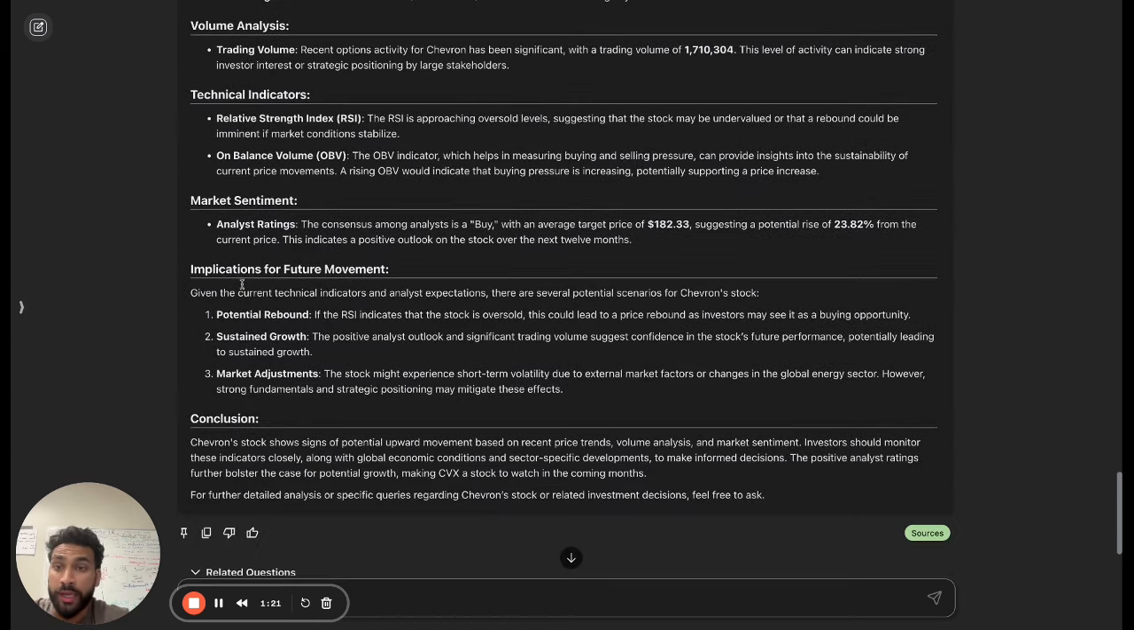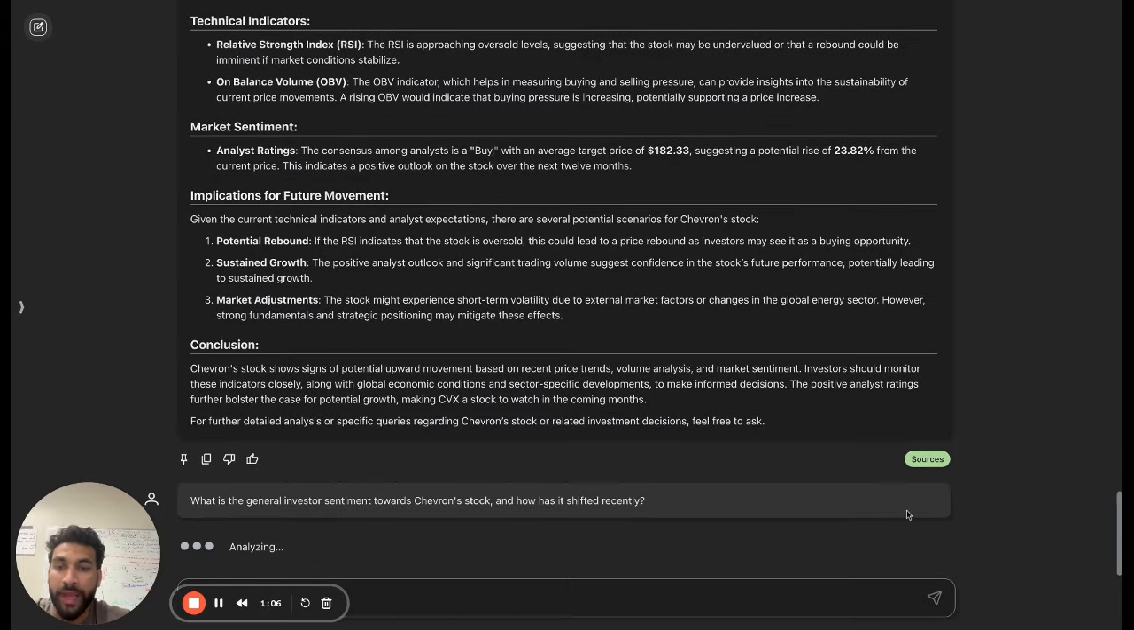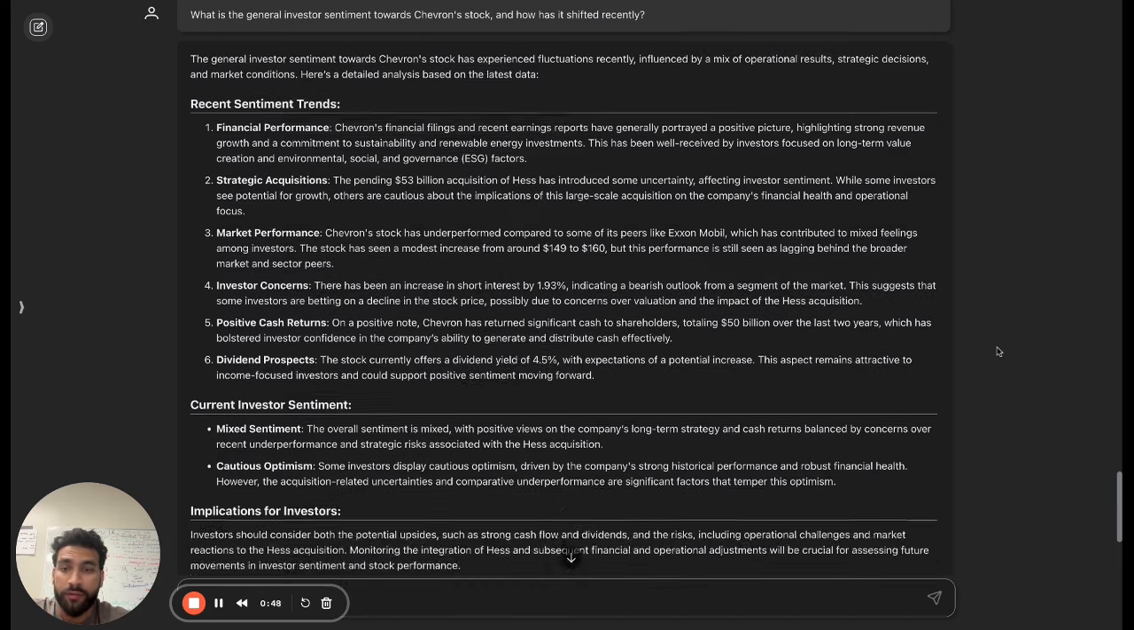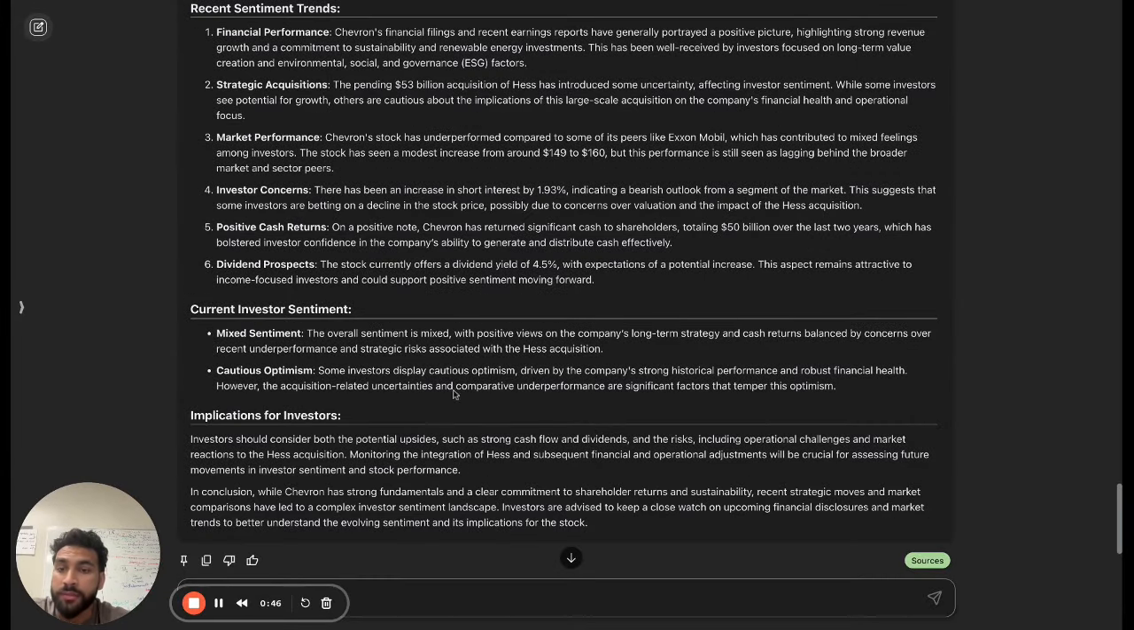So it shows us market sentiment and some of the analyst ratings, that it is a consensus buy, and that allows me to transition into our last analysis, which is sentiment analysis. So again, we can ask a number of questions here, but I will be asking what the investor sentiment is and diving deeper into this point that we saw in the technical analysis question of market sentiment. As you can see here, it gives us a great breakdown of some of the recent trends that have affected sentiment of Chevron, as well as the current investor sentiment.